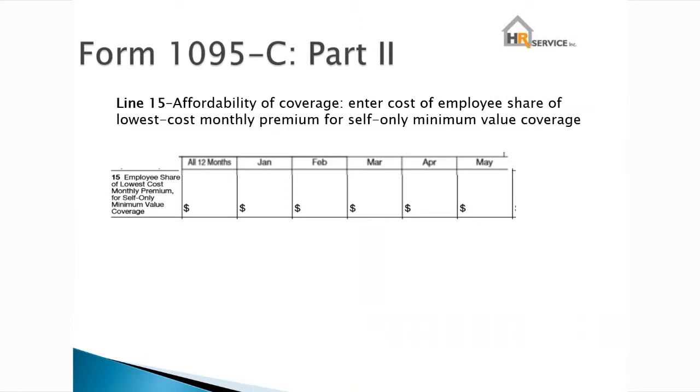In line 15, enter the cost of the employee share of the lowest cost monthly premium for self-only minimum value coverage. If you've used 1A, a qualifying offer, in question 14, then you leave this blank. You've already answered this question given that you said it was affordable. To calculate the employee share of premium, calculate the annual cost for the employee-only coverage for the lowest minimum value plan, divide this by 12. Then enter the amount in the appropriate months, or if it was the same amount for the entire year, enter it in the all 12 months column.